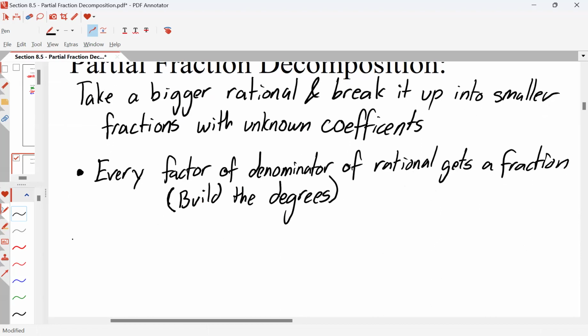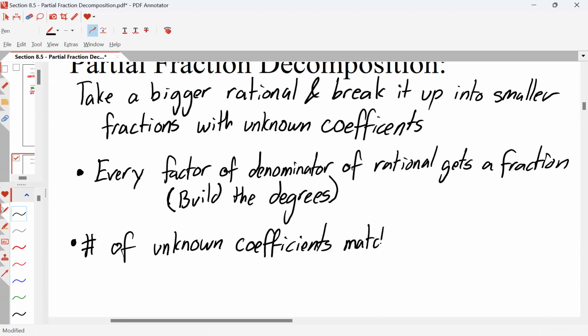Second thing is that the number of coefficients, these unknown coefficients we don't know, will match the denominator degree, or the degree of the denominator.